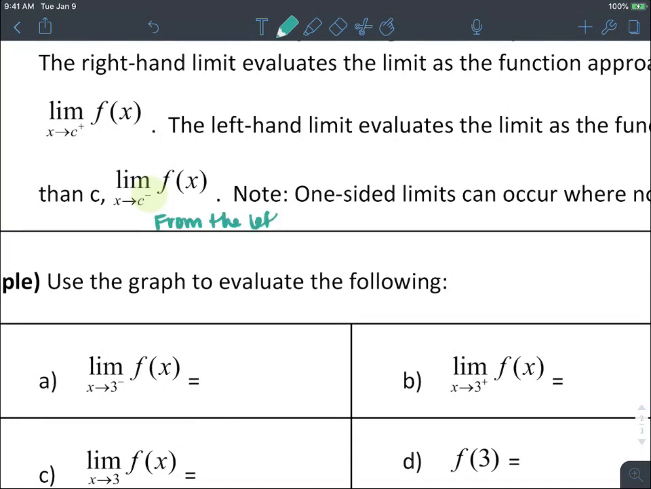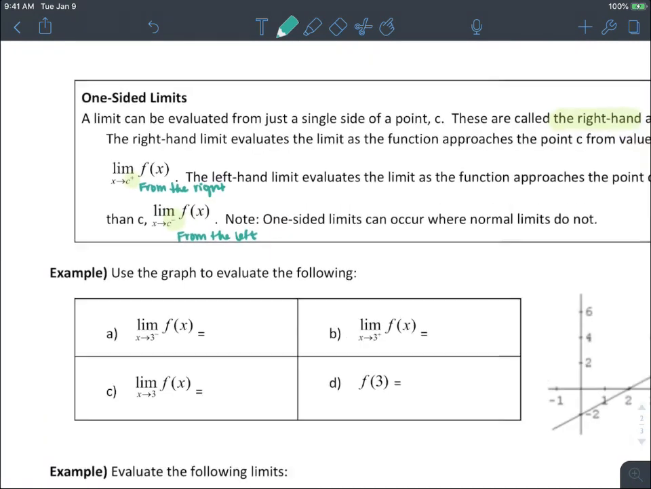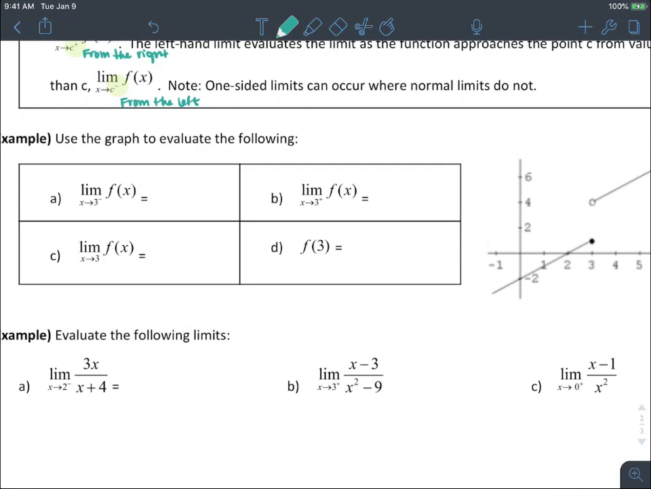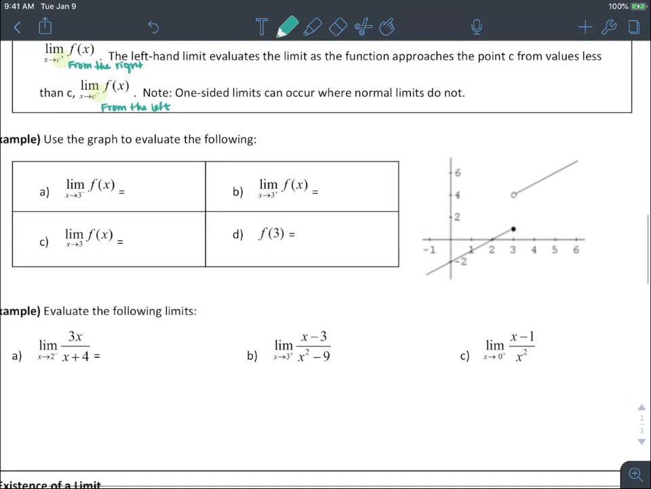Okay, and the plus sign means from the right. So when it's like that little exponent, the minus and the plus mean from the left and from the right. Okay. So we're going to look at the graph, the limit of f of x as x approaches 3. Remember, what does that mean? That means from the left.